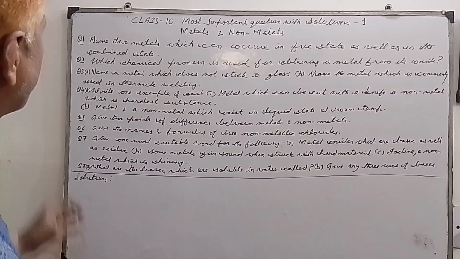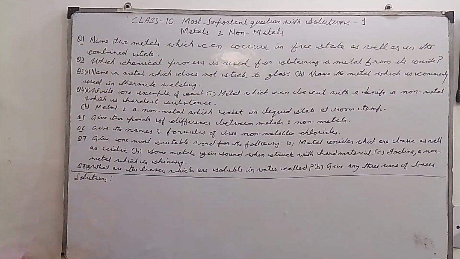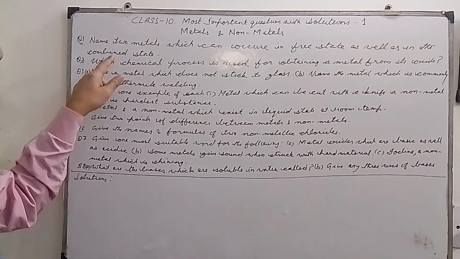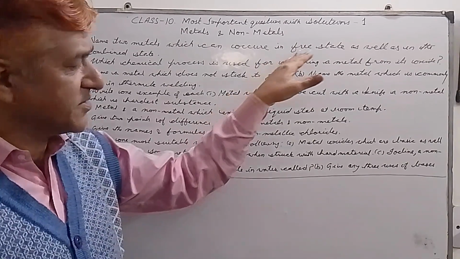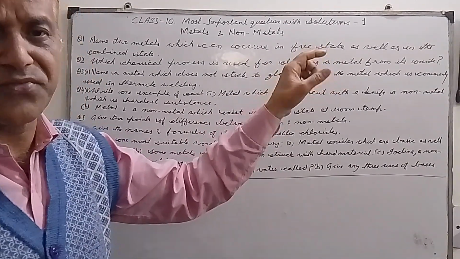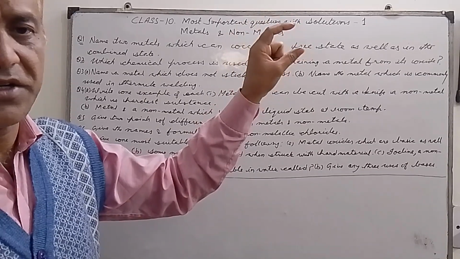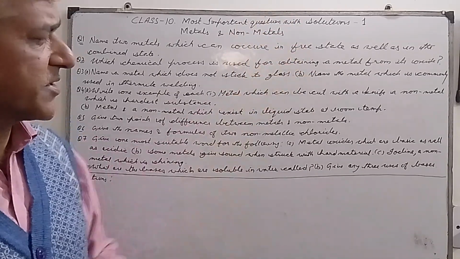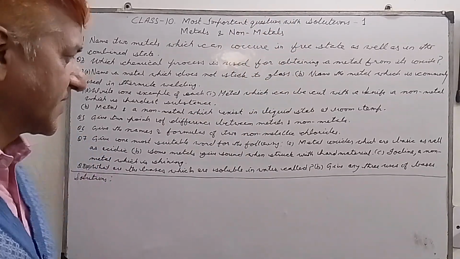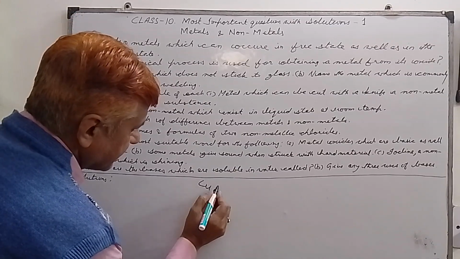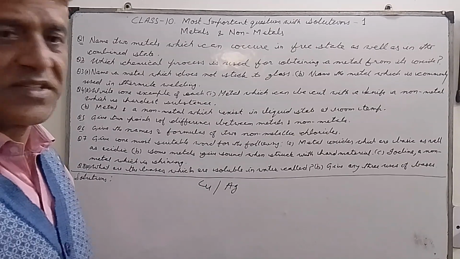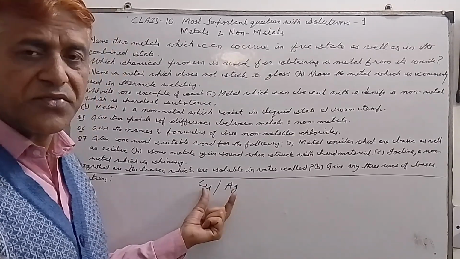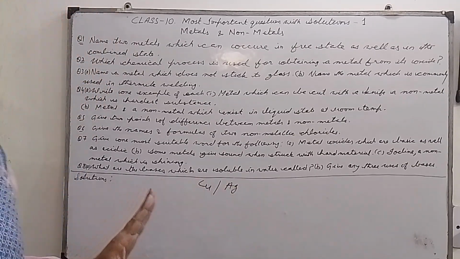Now, my dear students, the first question which we have taken is: name two metals which can occur in free state as well as in combined state. Always remember that the metals which can occur in free state as well as in combined state are copper and silver. So copper and silver can occur in combined state as well as in free state. Please remember.